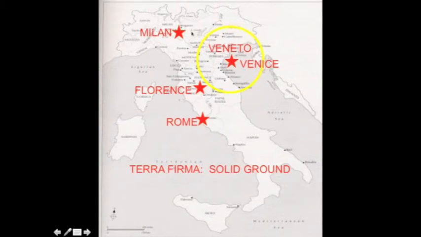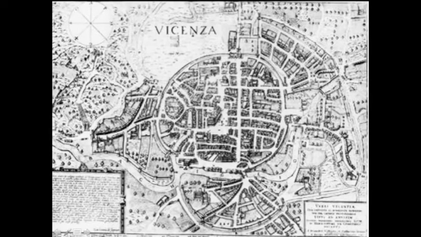And as a point of reference, these are the other cities that we've been looking at briefly. Of particular interest is the city of Vicenza on the terra firma. This is the hometown of Palladio. And so as the hometown of Palladio, it has a good collection of Palladio buildings. And we will look at some of these buildings in Vicenza a bit later on in the class.